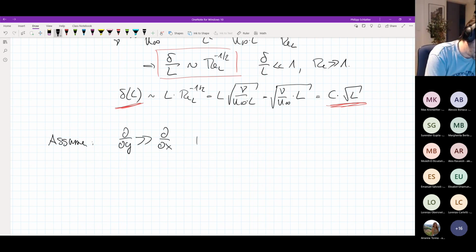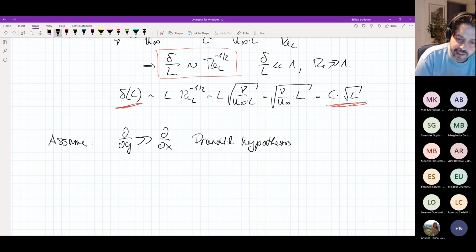And of course, this is something that you have talked about with Alessandro. This is what is called the Prandtl hypothesis, and this is really the underlying assumption of boundary layers. This changes the mathematical type of the equations from essentially hyperbolic to parabolic. So this is really the crucial aspect of boundary layers.